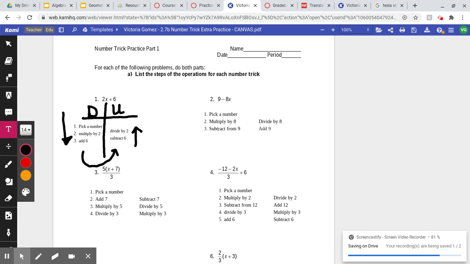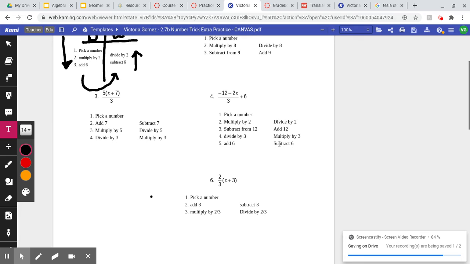Okay, so if I were to just pick any number for x, I would then have to multiply it by 8, right? Because that's what's touching it. And then whatever I got for this answer, I would subtract it from 9. Okay, so in the other column, I'm just going to do the opposite of these steps. So if step 3 was subtract from 9, then my inverse or my undo or my opposite would be to add 9. Instead of multiplying by 8, my undo is going to be divide by 8.